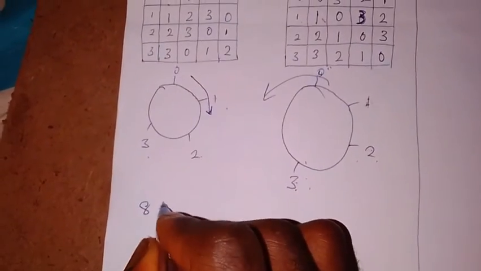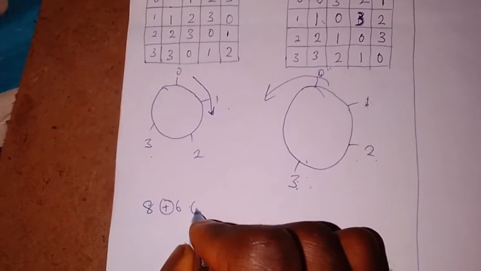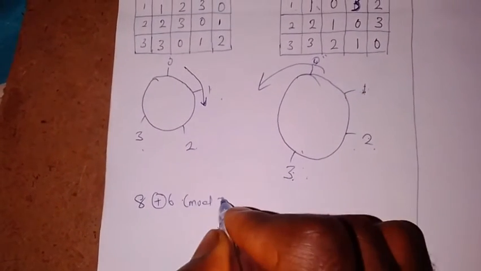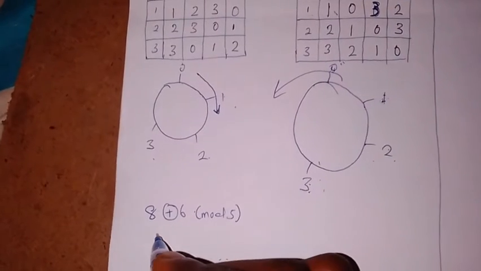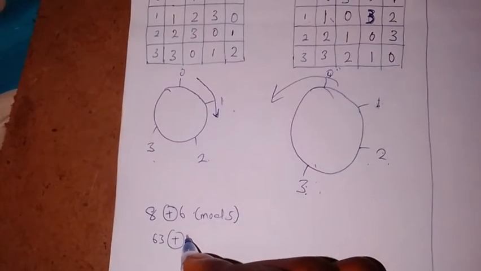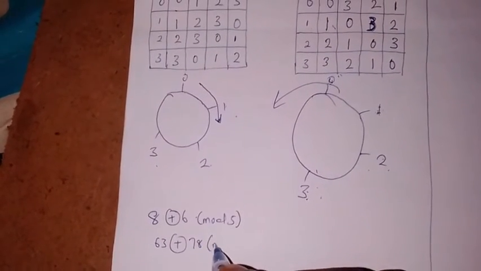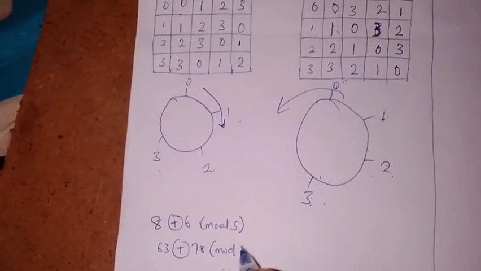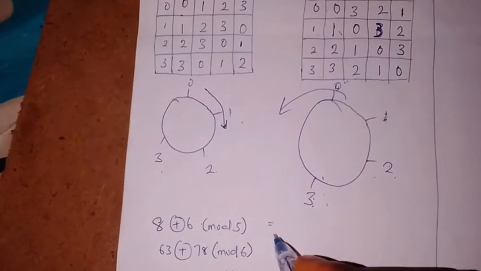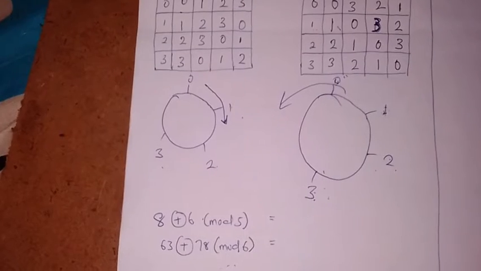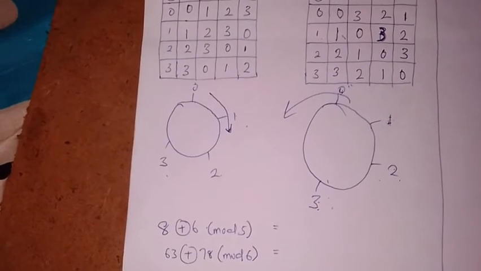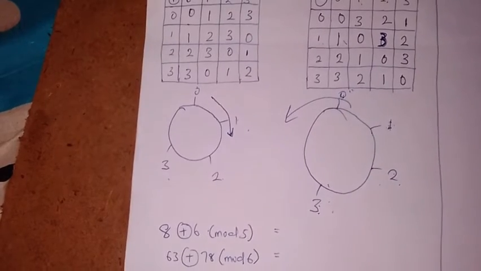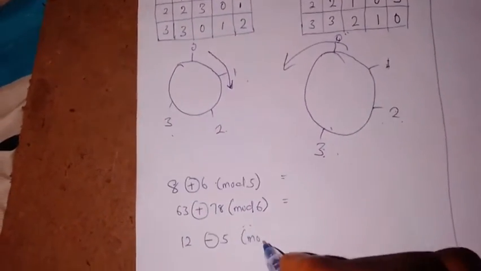8 plus 6 in mode 5. What is 8 plus 6 in mode 5? Okay, and another one, we have 63 plus 78 in mode 6 in this case here. Then we now have 12 minus 5 in mode 4.